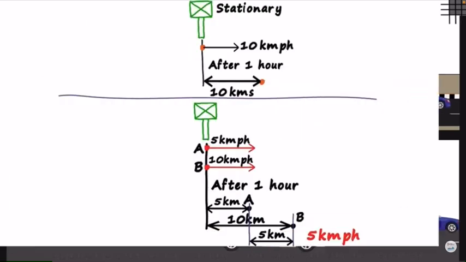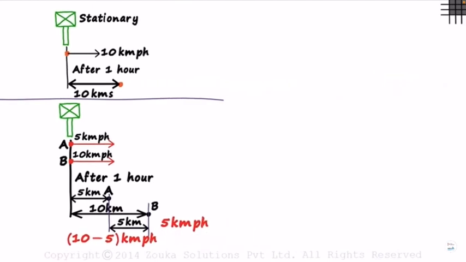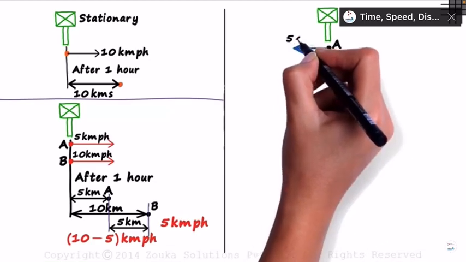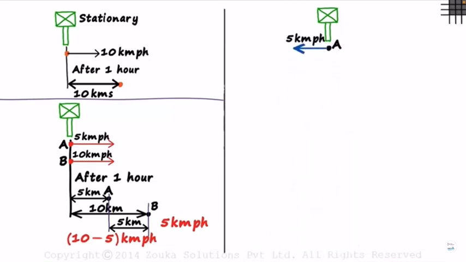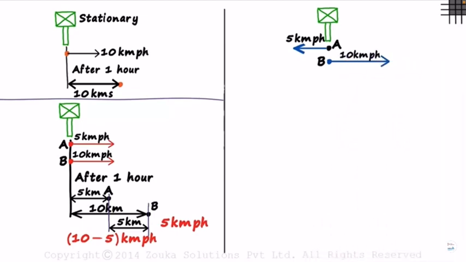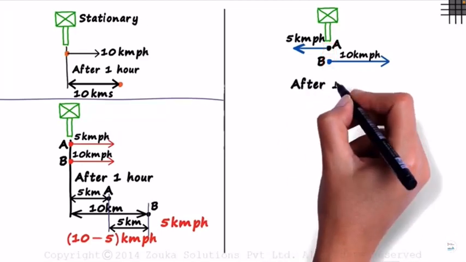But what if the two cars are moving in the opposite directions? Let's see. This is the green stationary point. Car A moves towards the left at the speed of 5 kilometers per hour. And car B moves towards the right at the speed of 10 kilometers per hour. And both cars leave at the same time. What will be the relative speed here? Where will the cars be after 1 hour?